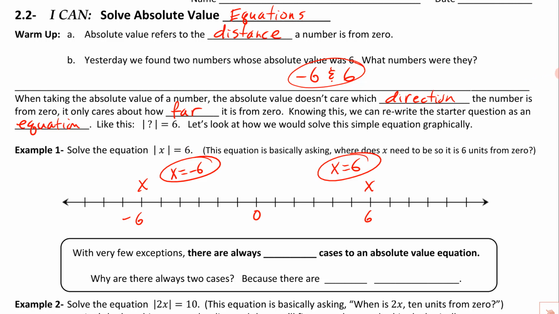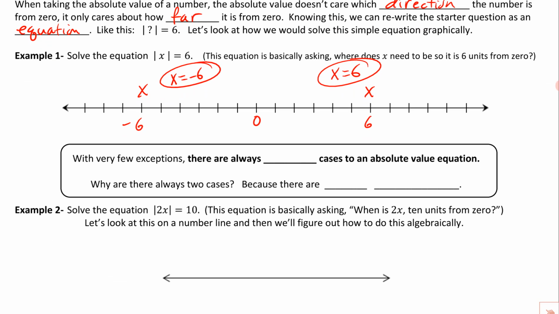So I've got a box right here because when we're talking about solving absolute value equations, it's really important that we remember a couple of things. And so here we go. With very few exceptions, there are always two cases to an absolute value equation. We'll talk about what those exceptions are in a few minutes, but that kind of begs the question, why are there always two cases? Well, the reason there are two cases when we're solving absolute value equations, instead of just getting one answer like we did with a regular old equation, is because there are two directions.